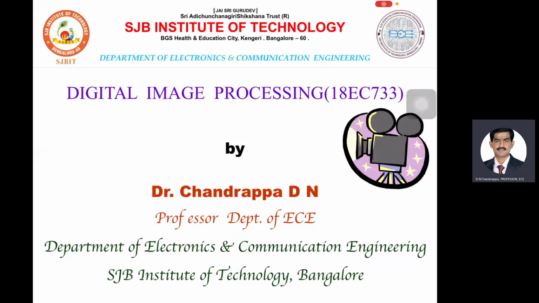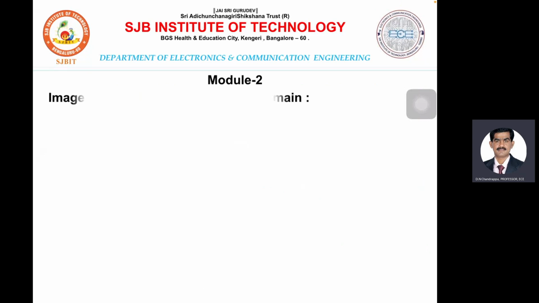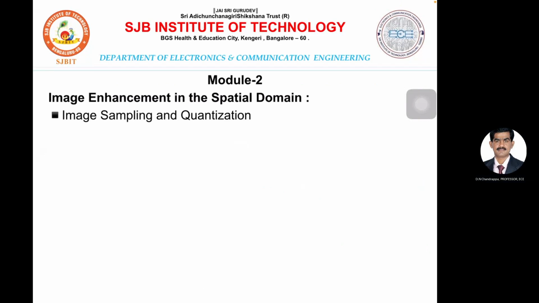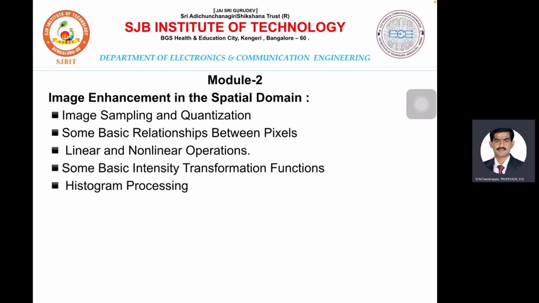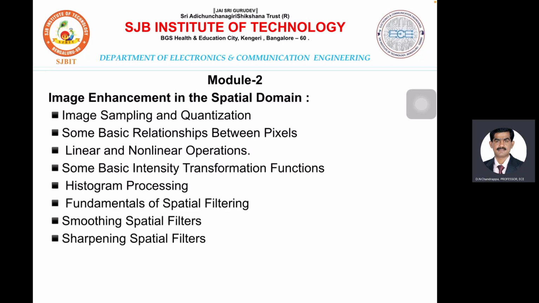So today's session is a continuation from the last class in module 2. The important concepts we are going to discuss are what we call image sampling and quantization. So what do you mean by sampling and quantization? Digitizing the coordinates is called sampling, and digitizing the amplitude is called quantization.